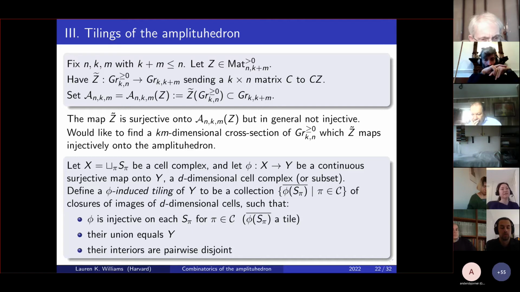There are different ways we could modify or tweak this definition. Maybe we don't care about the injectivity. Maybe we want boundaries of these things to intersect nicely. Anyway, there are a lot of variations of this definition you might potentially want to look at.